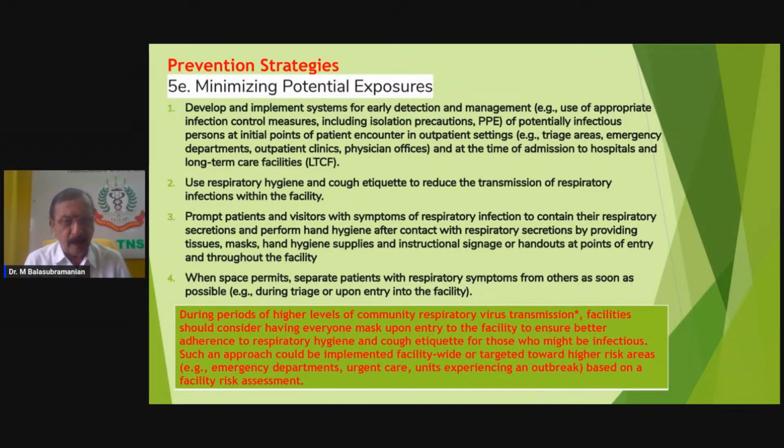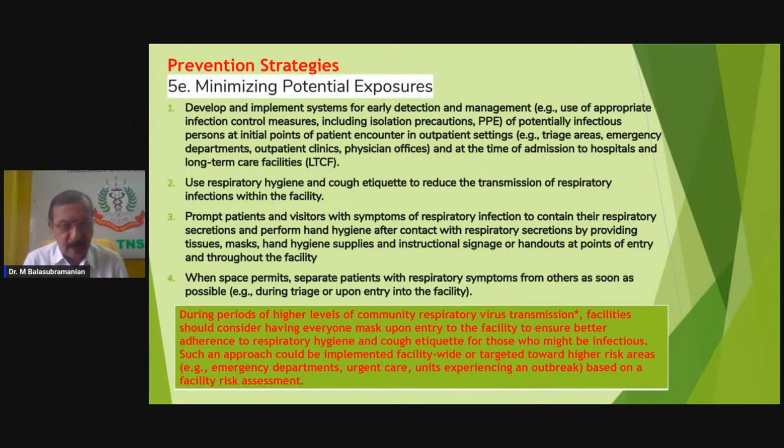Use respiratory hygiene and cough etiquette to reduce the transmission of respiratory infection within the facility. Prompt patients and visitors with symptoms of respiratory infection to contain the respiratory secretions and perform hand hygiene after contact with respiratory secretions by providing tissues, masks, hand hygiene supplies, and instructional signage and handouts at the point of entry and throughout the facility. When space permits, separate patients with respiratory symptoms from others as soon as possible. Example, during triage or upon entry into the facility.